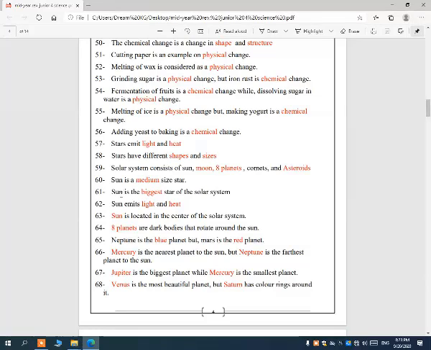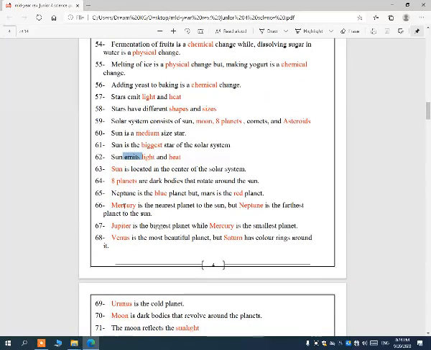61. The sun is the biggest star of the solar system. Biggest or smaller? The biggest star. The sun is a star, and it is the biggest star of the solar system. Number 62. The sun emits light and heat. As the stars emit light and heat, and the sun is an example of a star, the sun also emits light and heat. And we said before, the meaning of emit: give us.